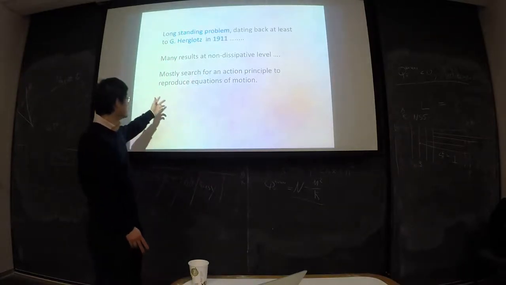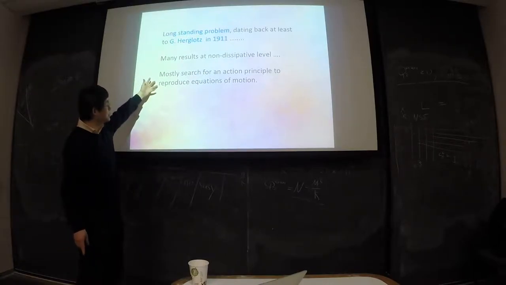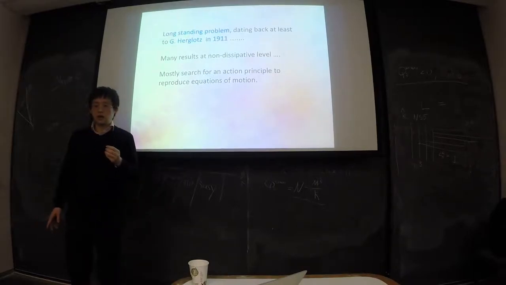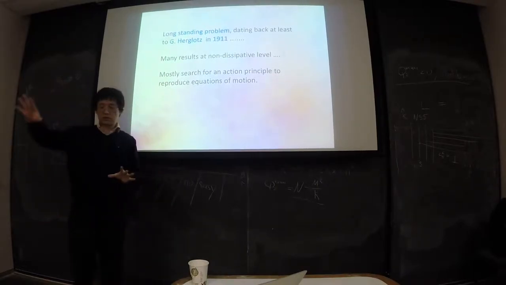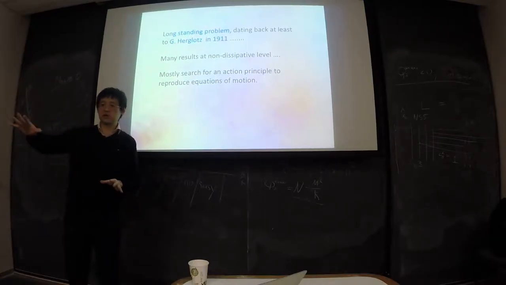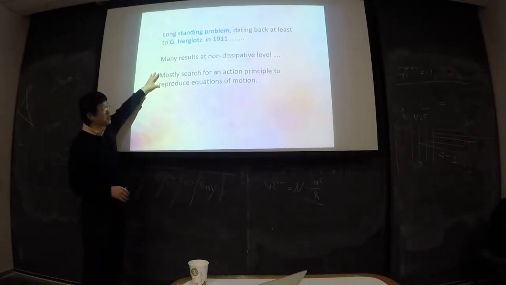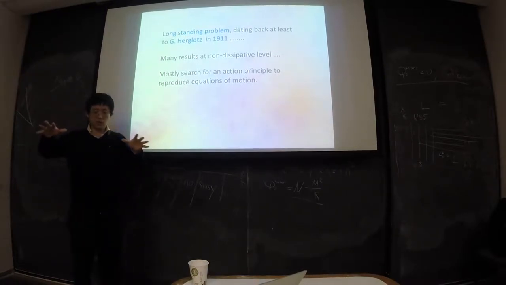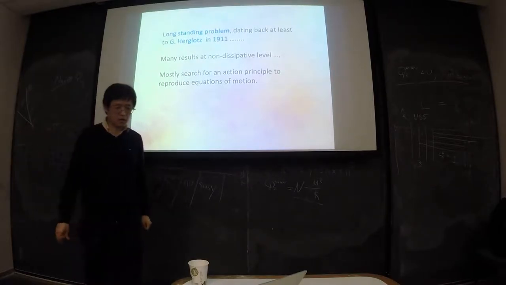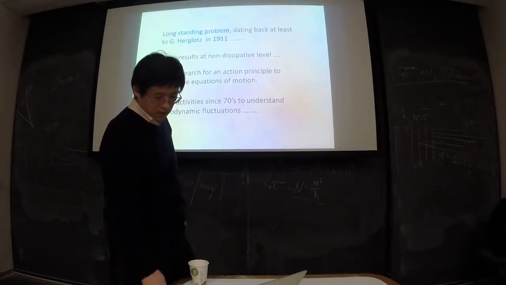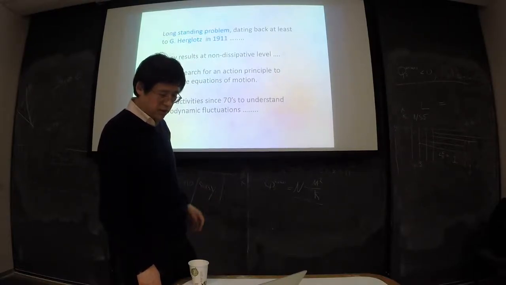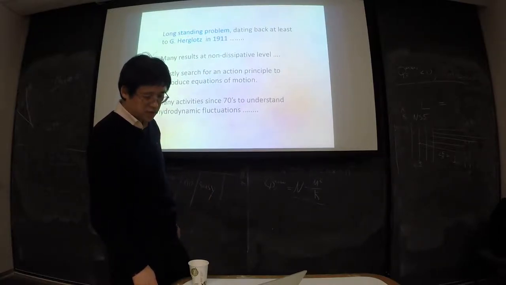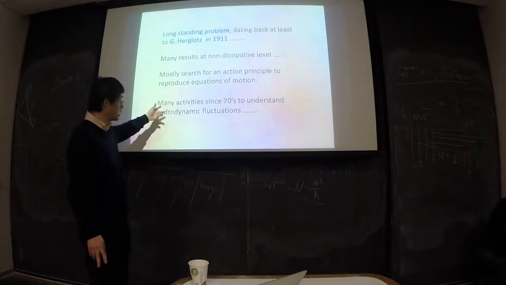Also, mostly people were searching just for an action principle to reproduce the equations of motion. I emphasize this is very different from thinking of hydrodynamics as an effective field theory. This may not be unique, but from the effective field theory point of view, the symmetry should constrain you to a unique theory. And there have been many activities since the 70s to understand the physics of hydrodynamic fluctuations. These are mostly from the logical level I described earlier.